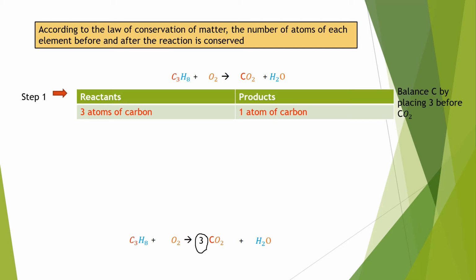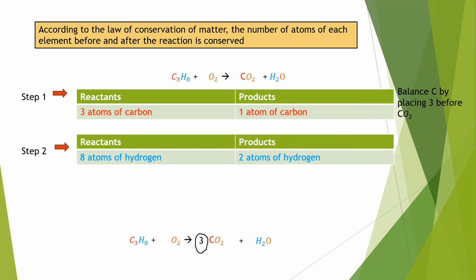I start with the carbon and then I will move to what? To the hydrogen. The number of hydrogen atoms in the reactant is 8 and it is 2 in the product. So I must balance by putting here how much? In order to make 2 into 8, I must here put 4. So I have 8 hydrogen atoms in the product and 8 hydrogen atoms in the reactant, and the hydrogen atoms are balanced. I still have what? I still have the oxygen.